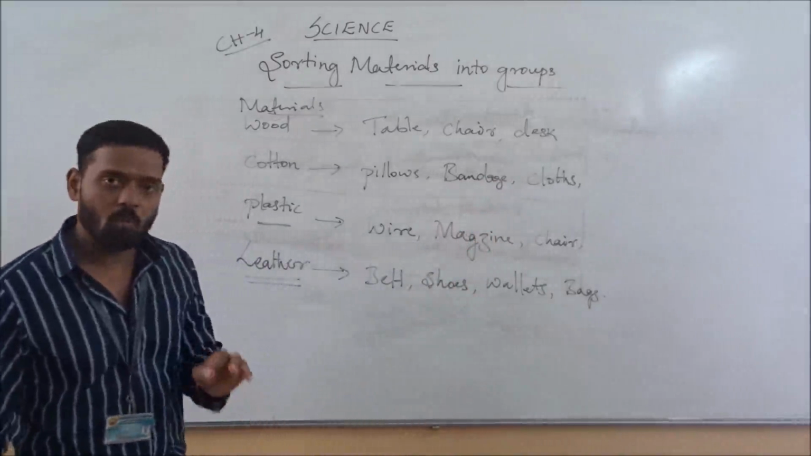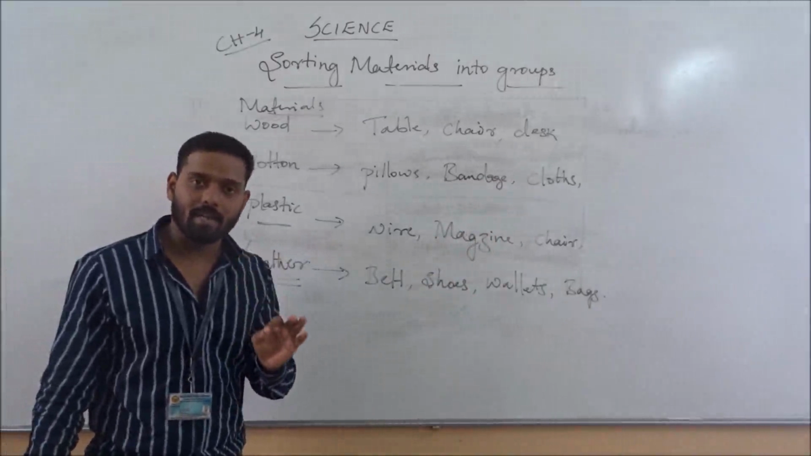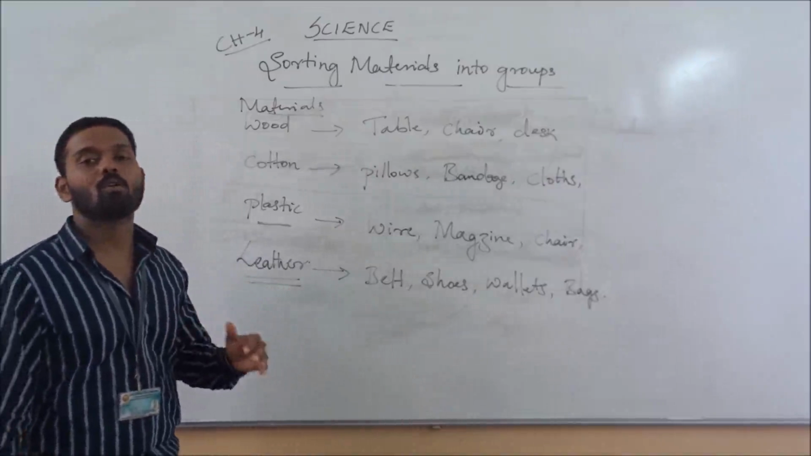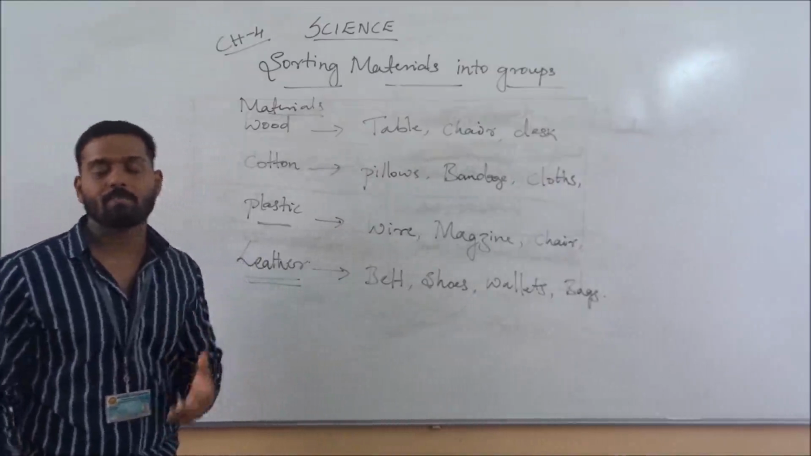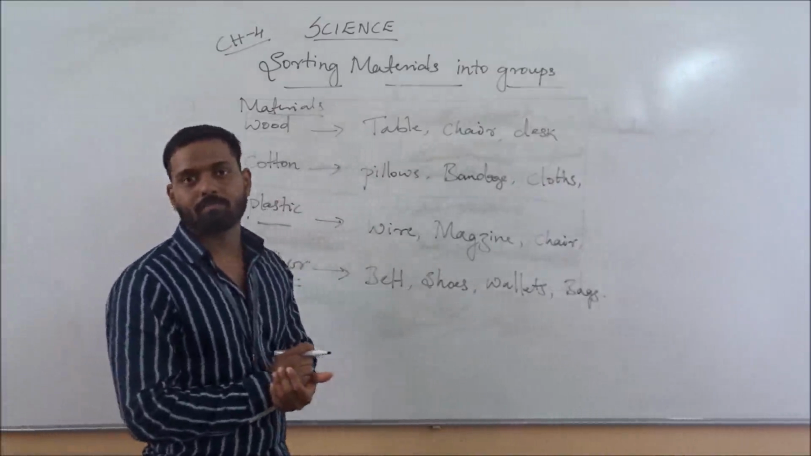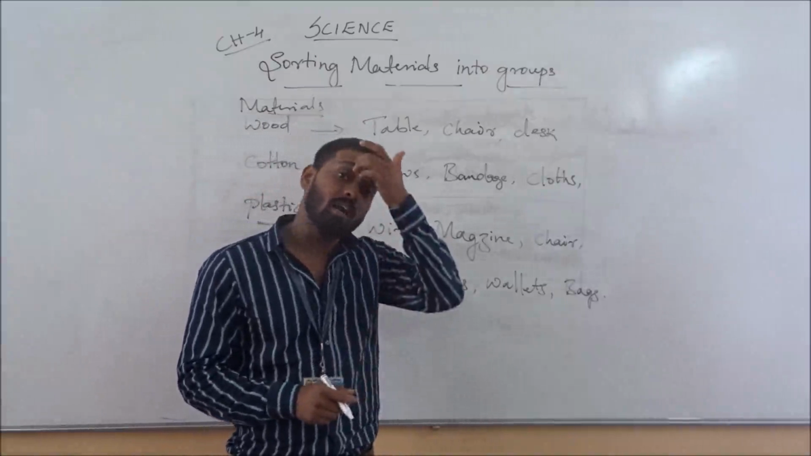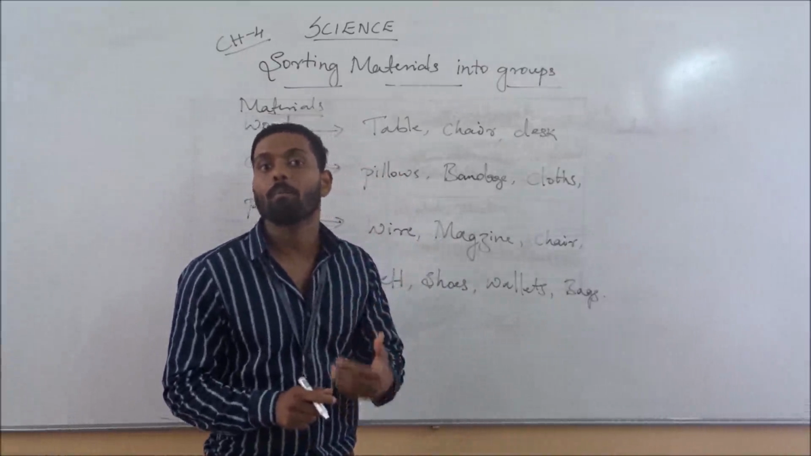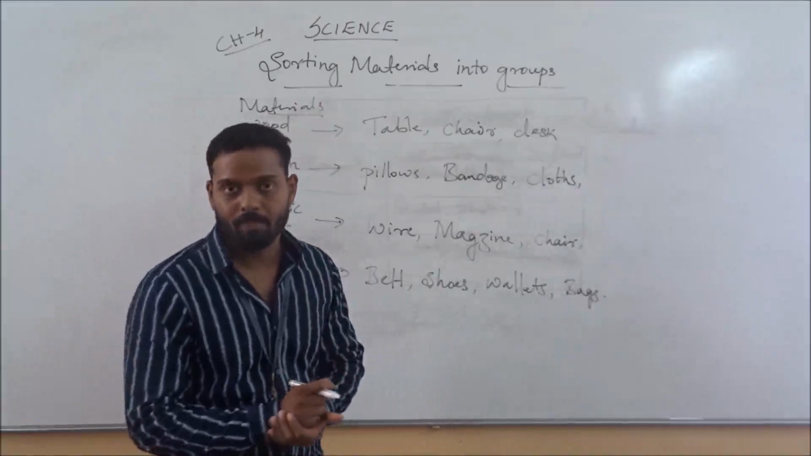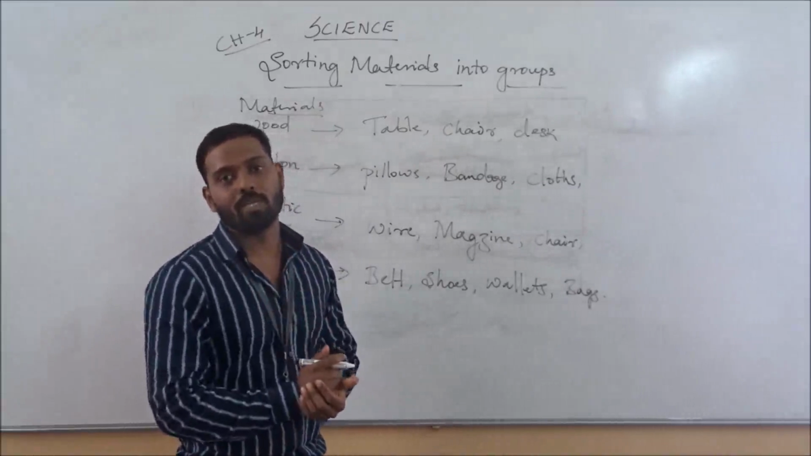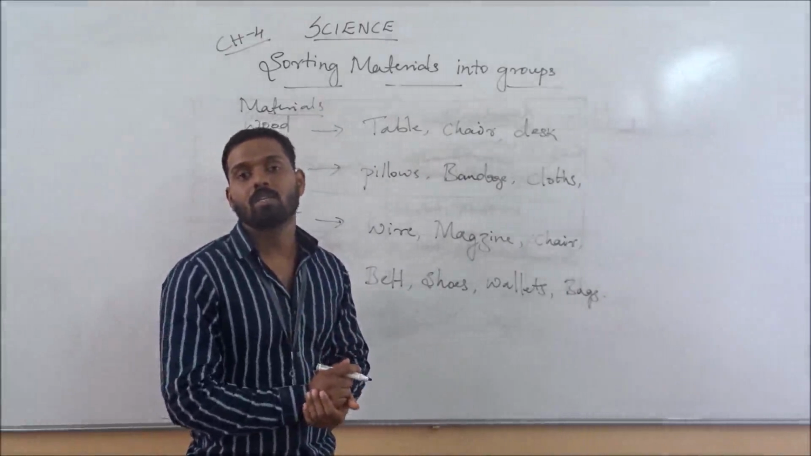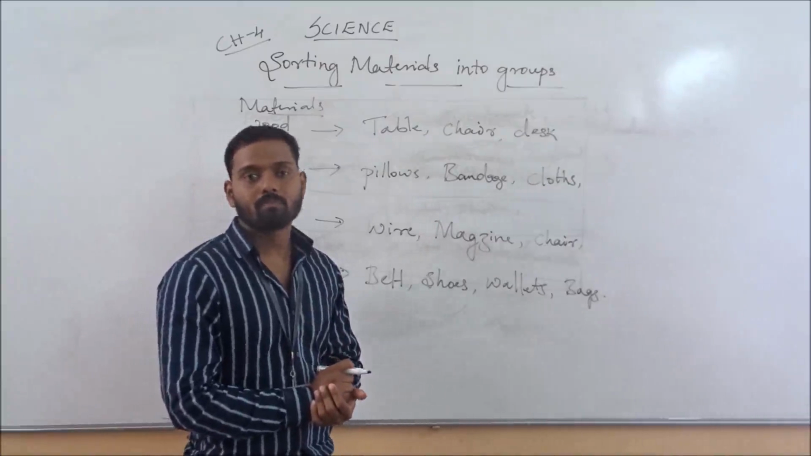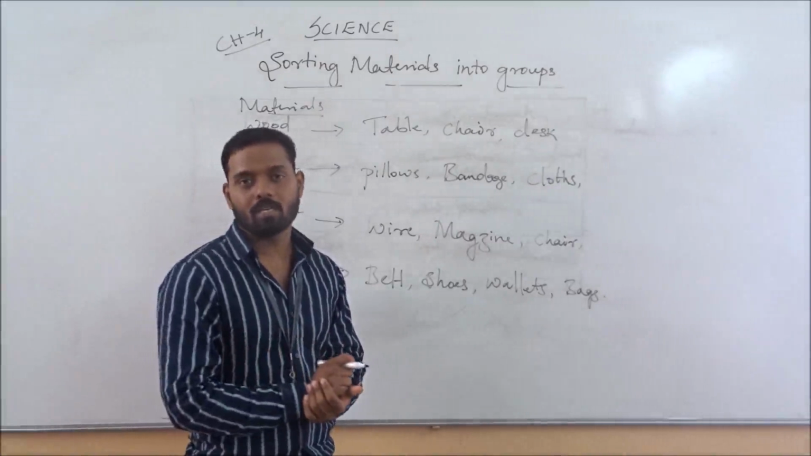Okay, so I hope everybody has a very clear idea about what is an object and what is a material. Understood? One final time I am going to recall what an object is and what a material is. Please pay attention. Objects are the things which are made up of more than one material. Example, a pen is an object, a table is an object, a chair is an object, a geometry box is an object, and you can see that a desk is an object.